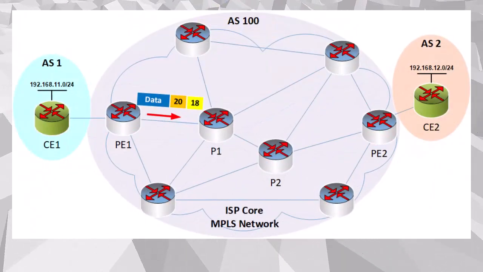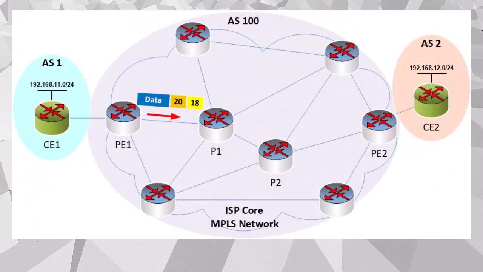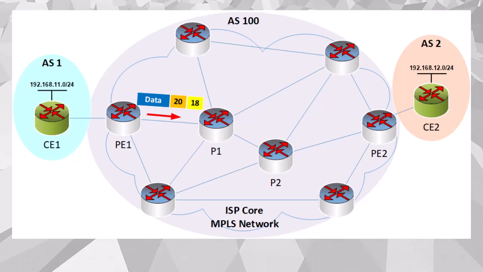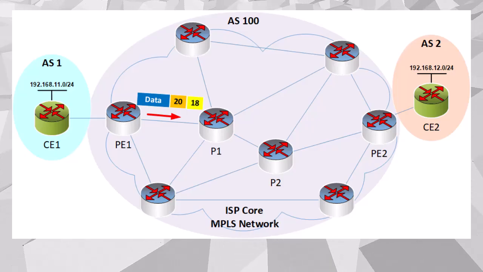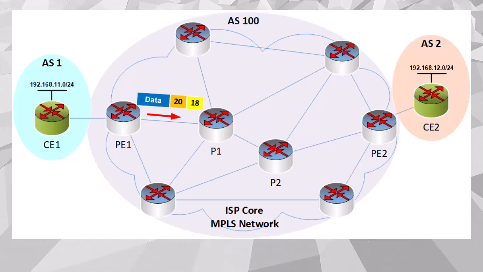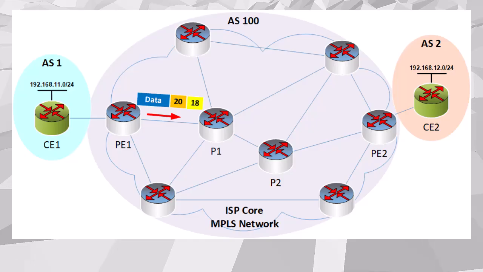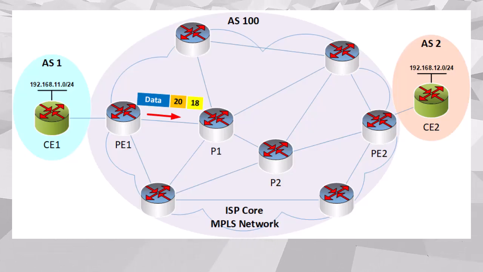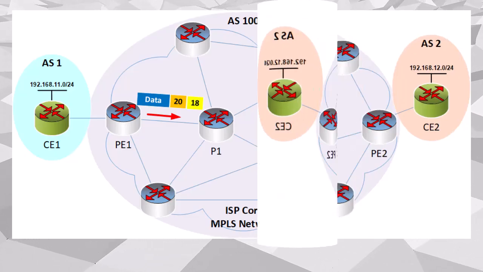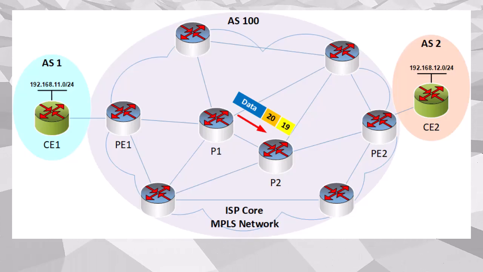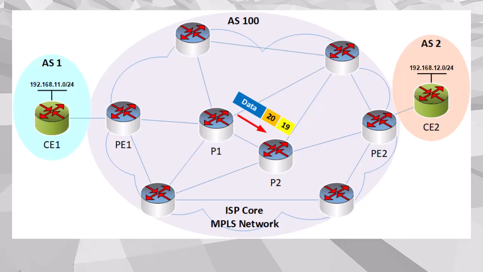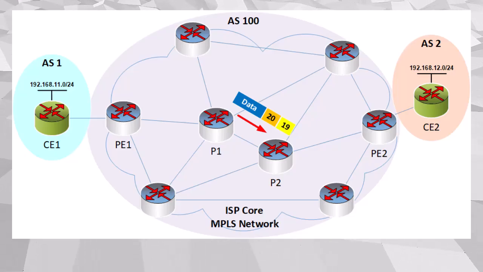We see that PE1 pushes the label 20, which is the VPN label, onto the packet, and also the transport label of 18, which is the label as it sees it in the LFIB for the P1 router, which is the next hop. That packet is then sent to the P1 router. That transport label is swapped by P1 and sent to P2 with the new transport label of 19, but the VPN label remains the same.